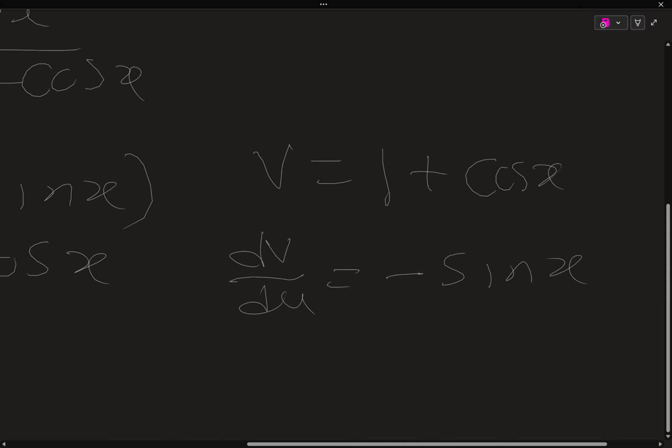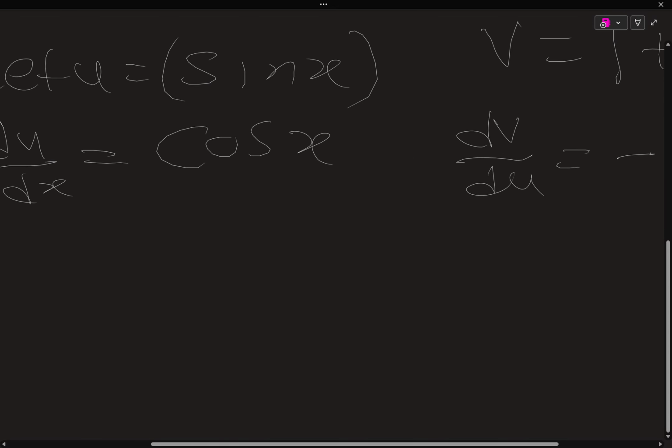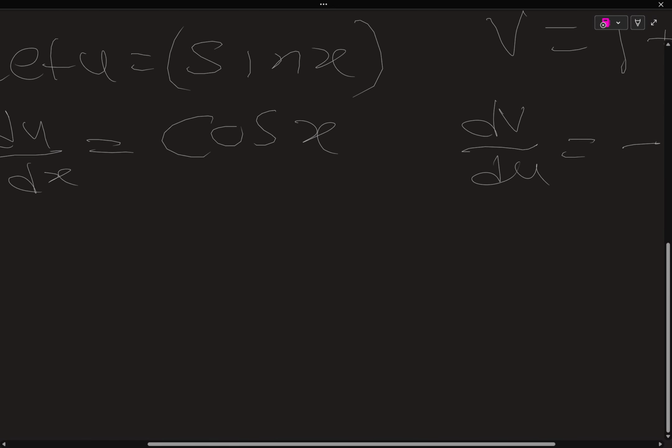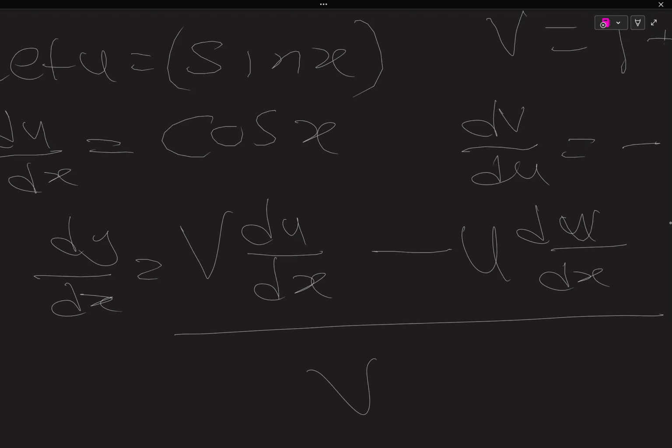Once we're done differentiating our two functions, we're going to use our quotient rule. So we know the quotient rule as dy/dx equals v du/dx minus u dv/dx, over v squared, which is a very simple formula.